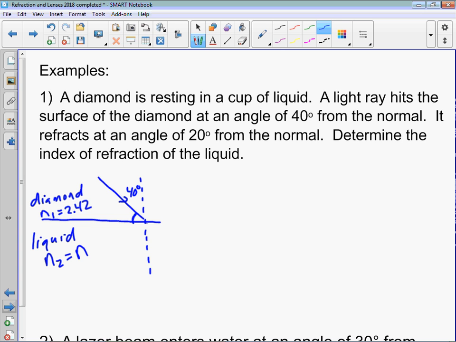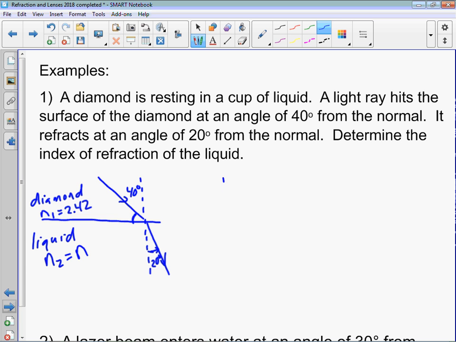And then you're told that it bends that way because this number here is only 20 degrees. So it's bending towards the normal, which tells you that in the material, the liquid, light's traveling slower, which means that it's going to be a considerably high index of refraction. So then you can check your numbers.